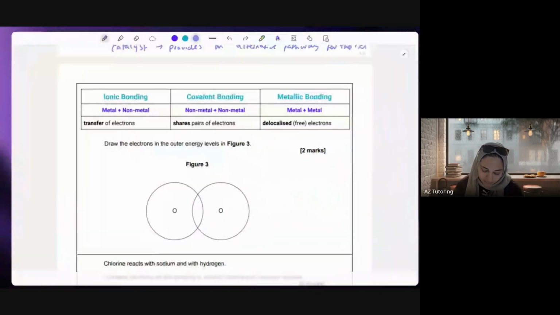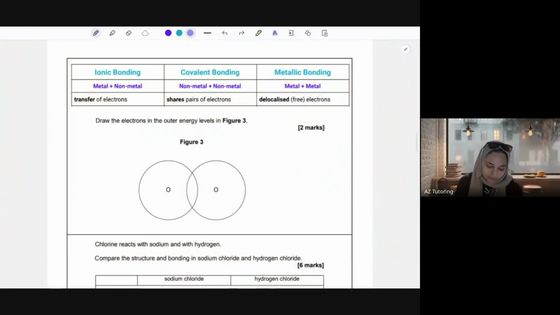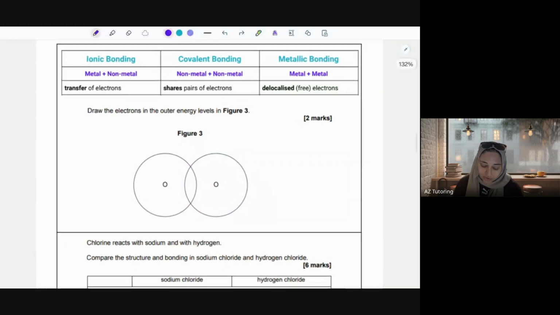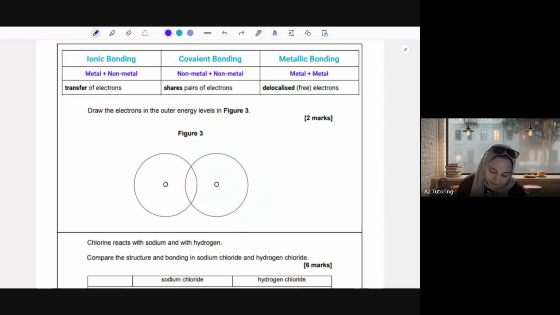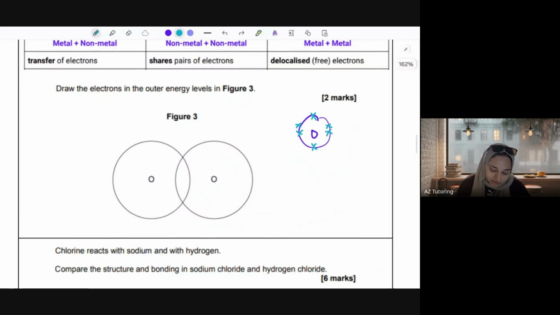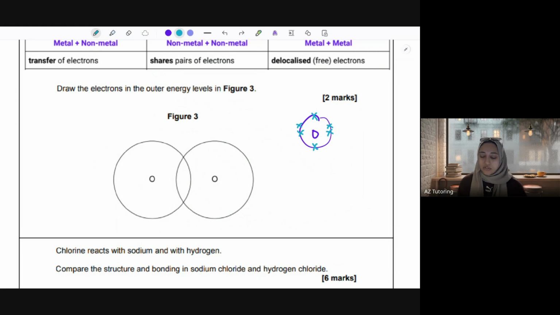Okay, let's go over to covalent bonding. So we've got an example question here. It says draw the electrons in the outer energy levels in figure 3, so we can see it's O2. So oxygen has 6 outer electrons because it's in group 6. So 1, 2, 3, 4, 5, 6. So for this oxygen atom to be stable, it needs 2 more electrons. So each of these oxygens need 2 more electrons. When you're drawing covalent bonding, I'd always recommend doing your overlap first. So I'm going to use X's to represent the left-hand side of the oxygen, and I'm going to use dots to represent the right-hand side.